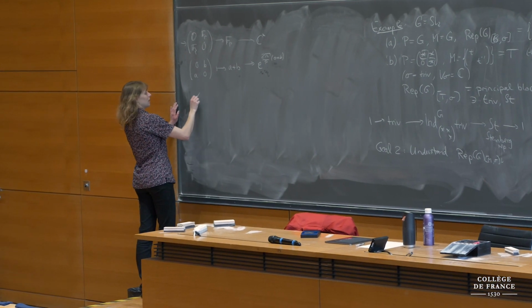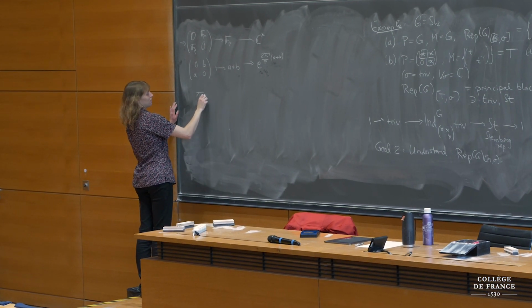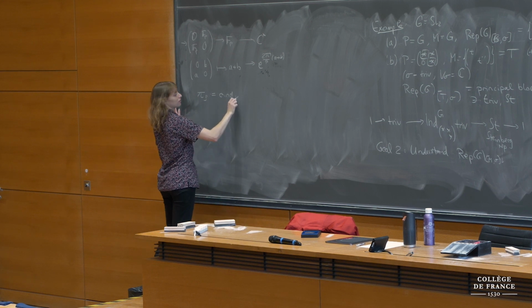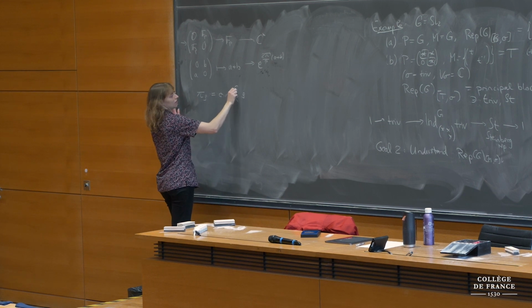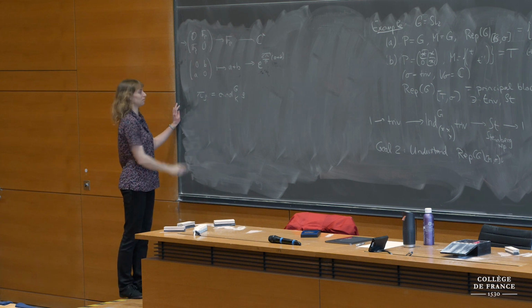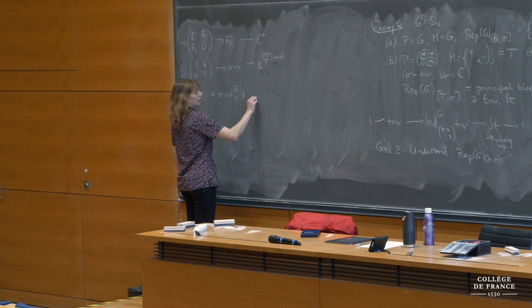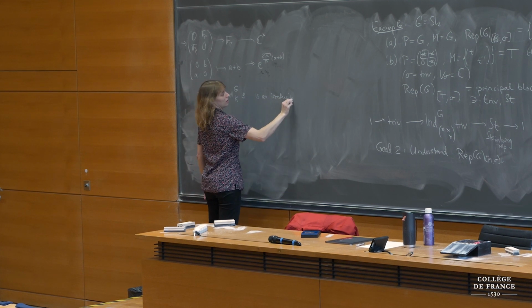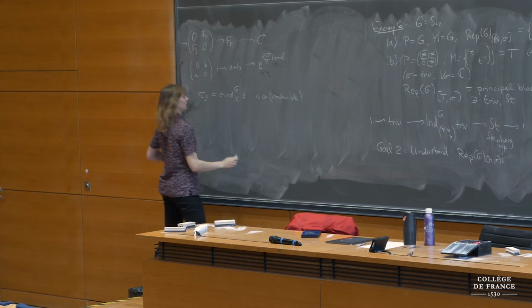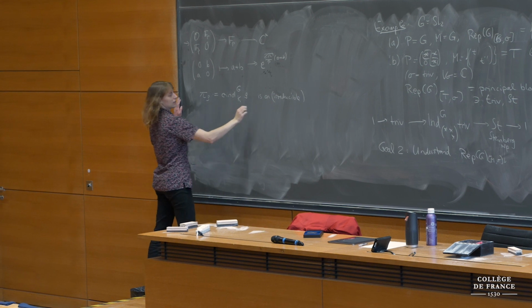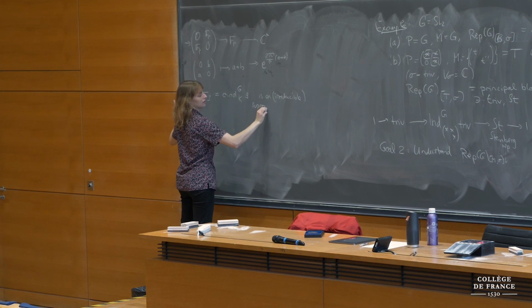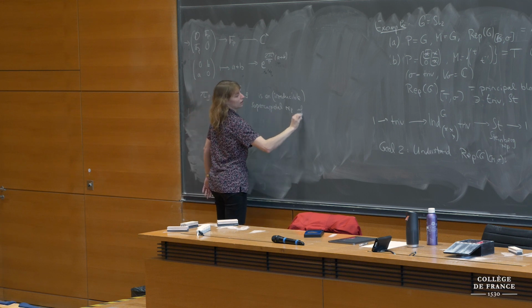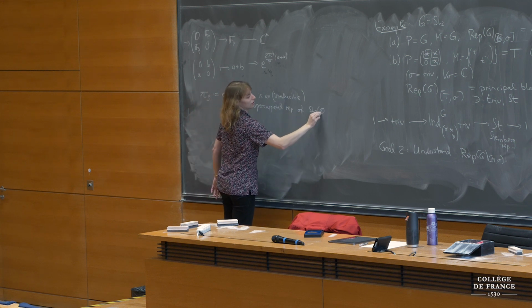So I can now build my representation, say pi sub rho, by just compactly inducing from K to G this representation rho that I've just constructed. And this is now an irreducible supercuspidal. Well, I said supercuspidal means automatically irreducible supercuspidal representation of SL2 Qp.